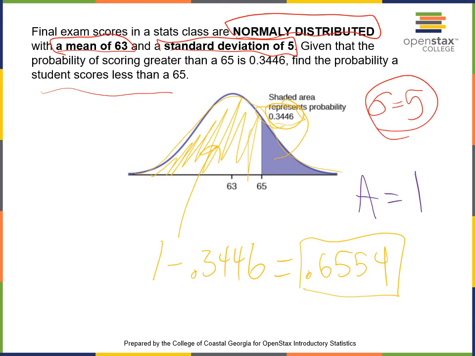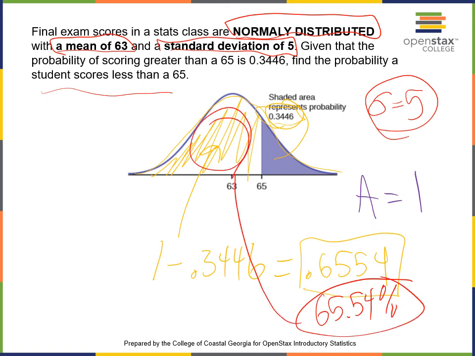You could also change these to percentages. I could say 65.54% of the class scored less than a 65, and 34.46% of the class scored more than a 65. So now we're talking about how probabilities and percents are related to each other, just multiplied by 100.